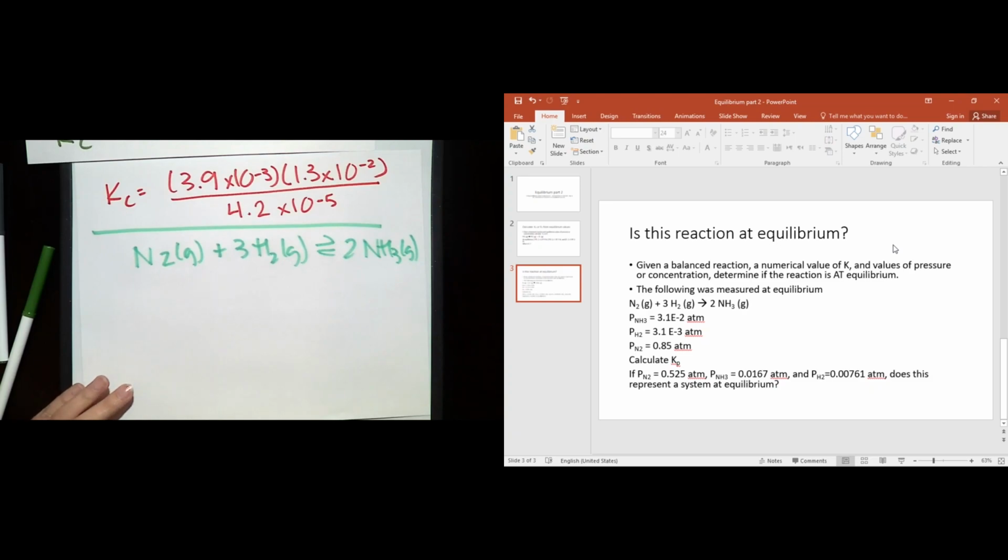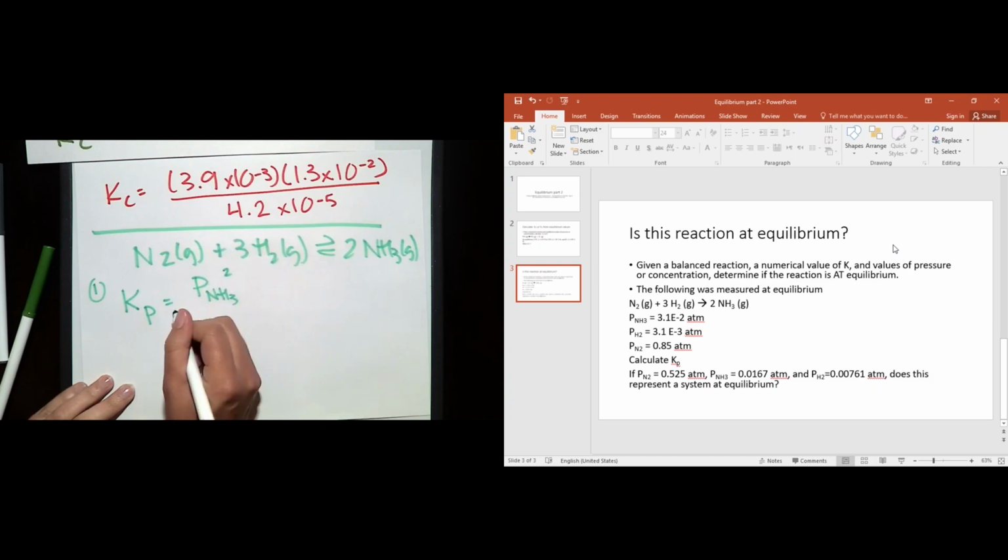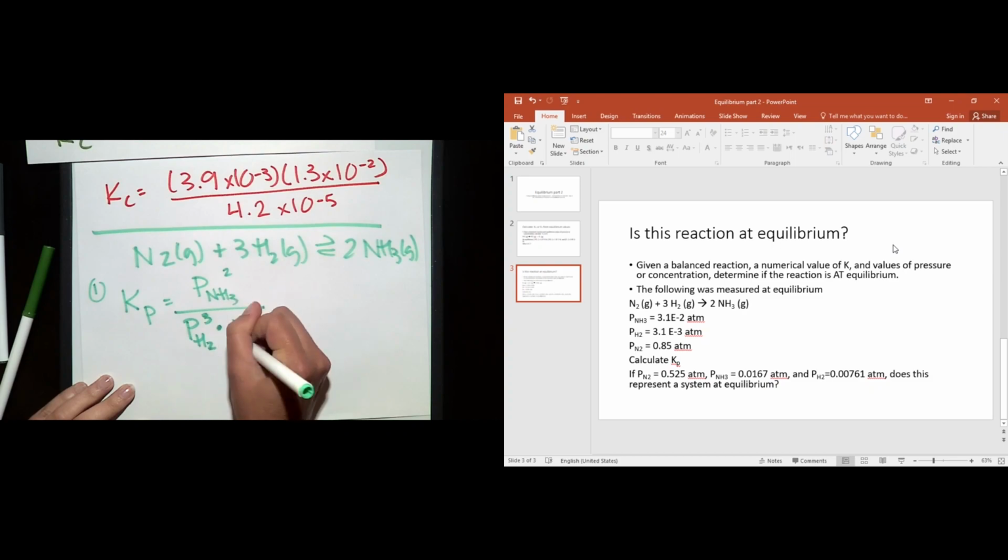Okay, and the first thing I want to do is set up the K expression, and it's giving me pressure and asking for Kp. So I'm going to write the partial pressure of the product ammonia squared as the numerator. The denominator is the partial pressure of hydrogen cubed times the partial pressure of nitrogen, and that one is just an understood 1 because the coefficient in the reaction is an understood 1. Okay, so that's my first step.